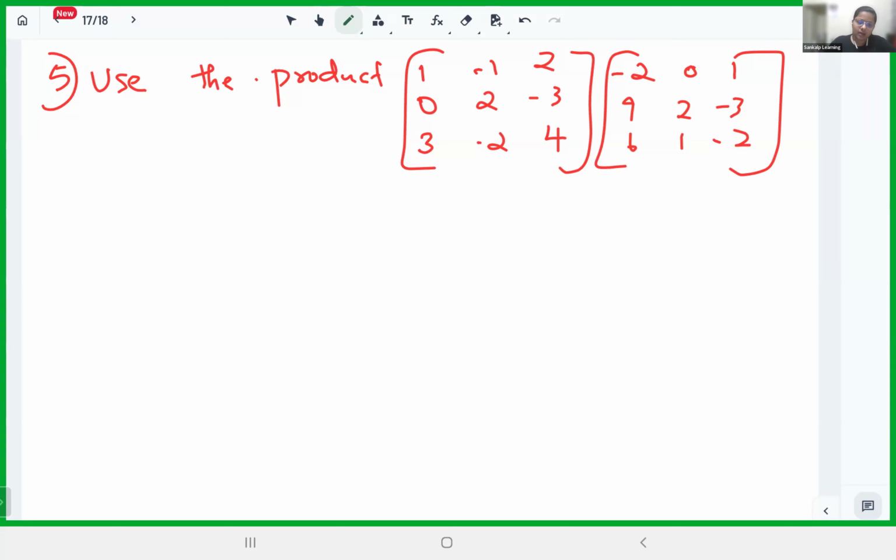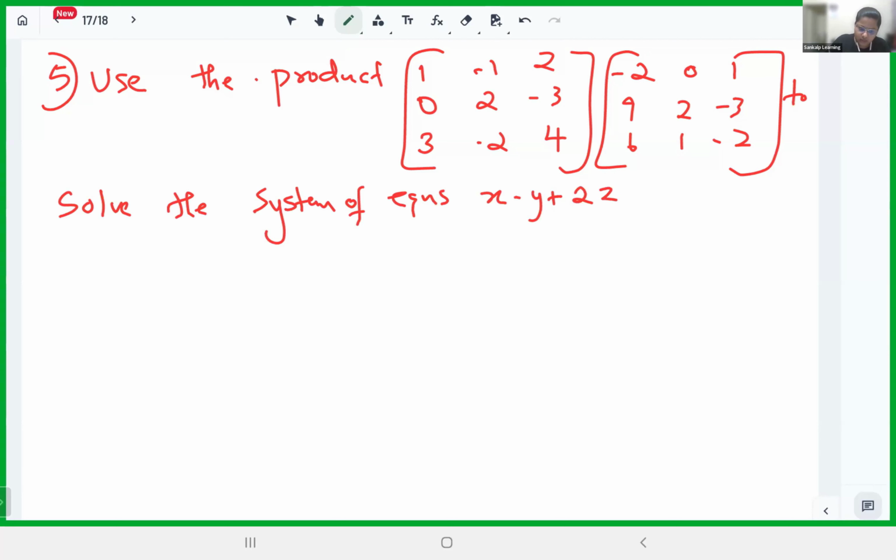Okay, so here they have given a product. They have asked to find out a product of 2 matrices, and using that you have to solve the system of linear equations. To solve the system of equations, x minus y plus 2z is equal to 1. Then second one is 2y minus 3z is equal to 1. And third is 3x minus 2y plus 4z is equal to 2.